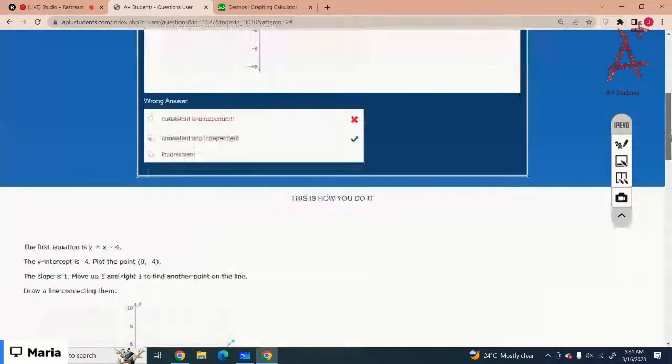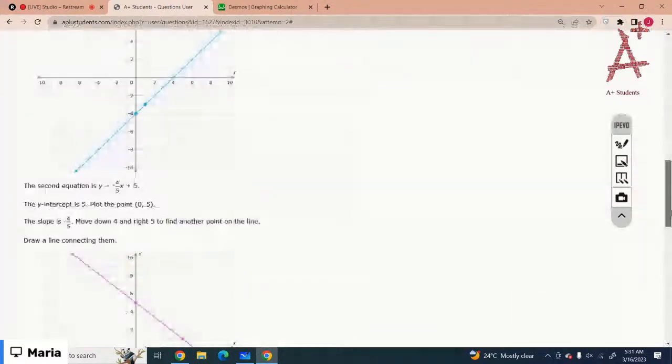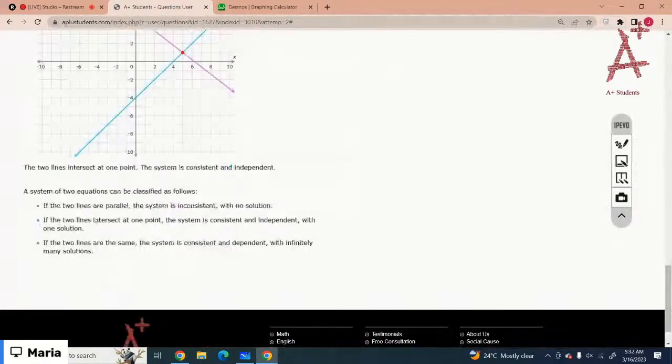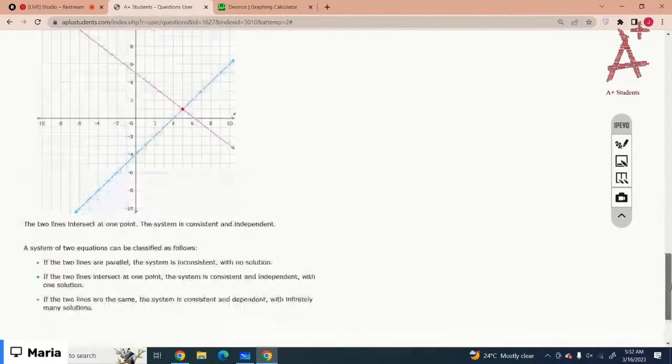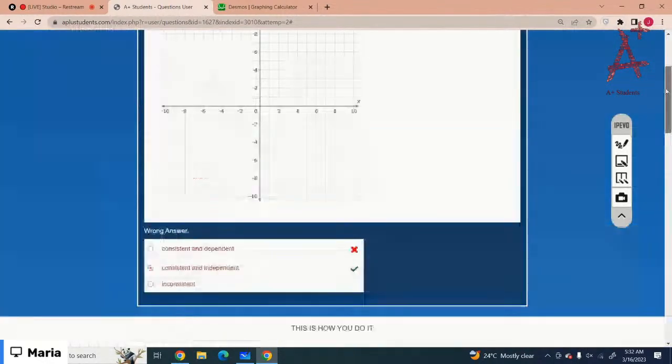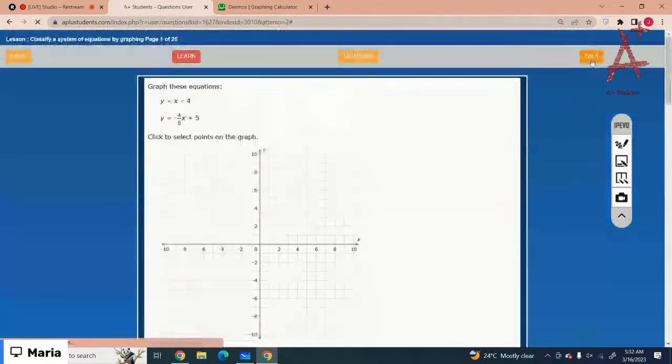Consistent and independent. Got it? When both the equations intersect at one point, if two lines are parallel, the system is inconsistent with no solution. If two lines intersect at one point, they are consistent and independent. If two lines are the same, they are consistent and dependent. Sorry, I said consistent and independent, but selected the consistent and dependent. Sorry. Okay.